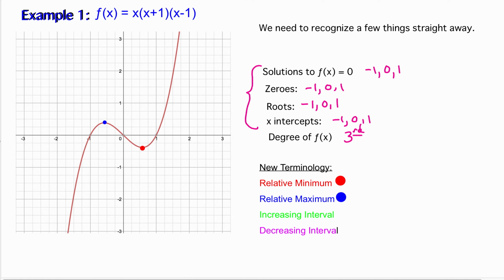Now, we can write this in interval notation if we knew what this point was, and if we knew what this point was. We would then use open brackets.